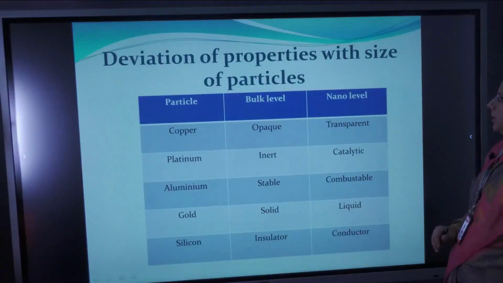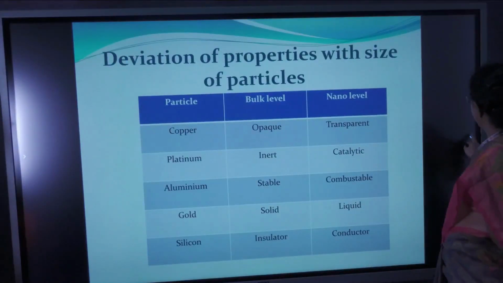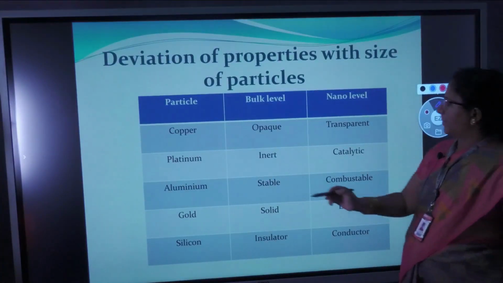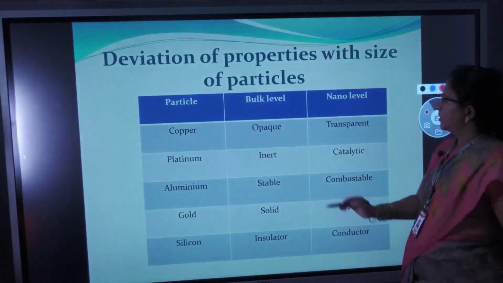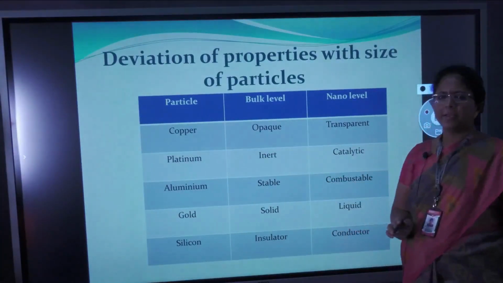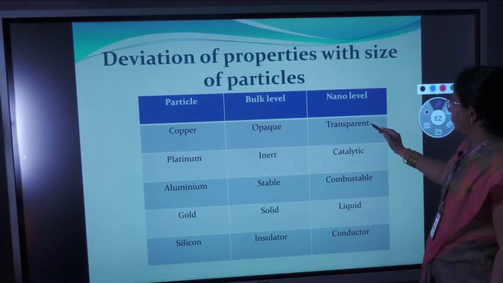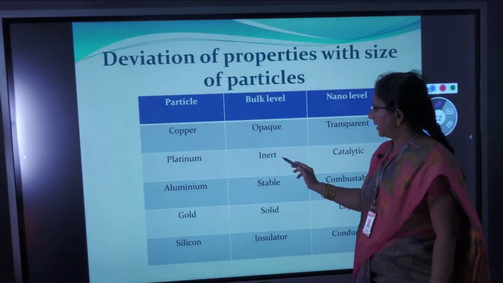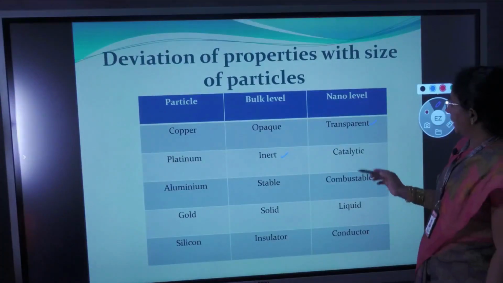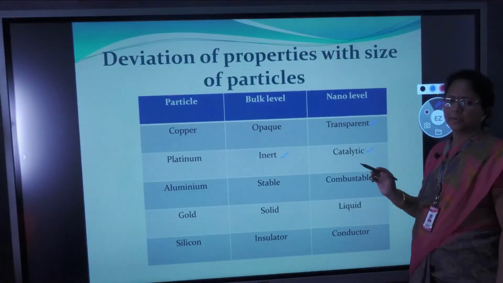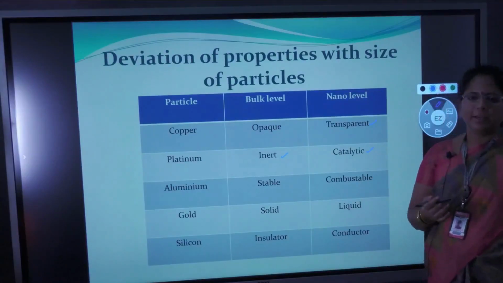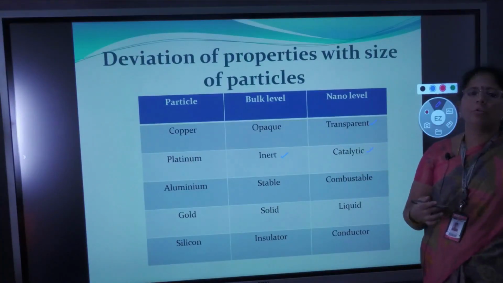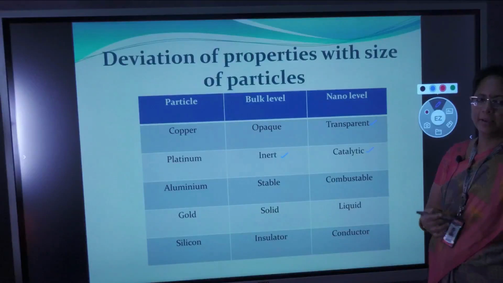Now I will show you the deviation of the properties with size of the particles. For example, if we take copper, it is opaque when it is in bulk form. It is transparent when it is in nano form. Platinum, when it is in bulk form, is inert, but when it is in nano form it acts as a good catalyst. So that's why, while discussing the catalytic properties, we say that nanoparticle-sized platinum or gold will enhance the catalytic reaction rate.